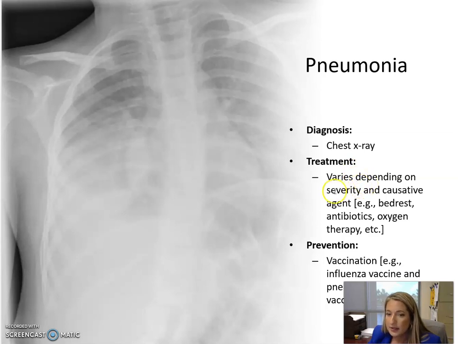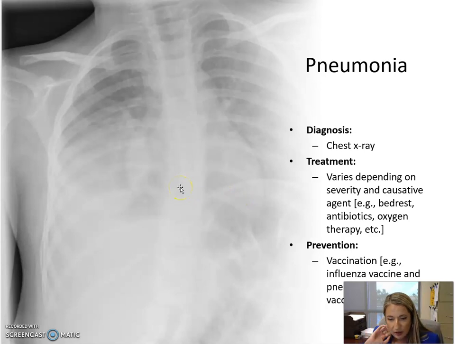Treatment, it depends on what's causing the pneumonia. I mean, if you have pneumonia induced from COVID, then you probably need antiviral treatment. If it's from Streptococcus pneumoniae, which is a bacteria, you need antibiotics. Some individuals will just need bed rest in addition to the antibiotics or antivirals, whereas other individuals that have a more severe case might need oxygen therapy and to be put on a ventilator.